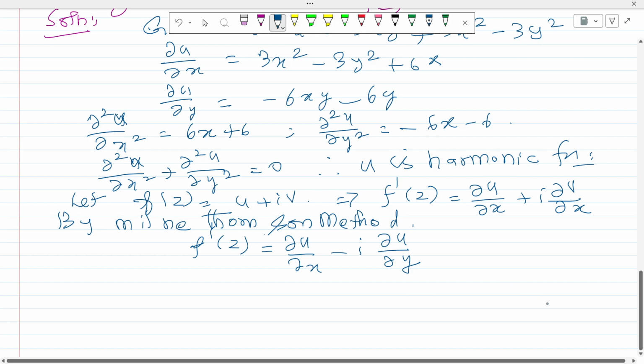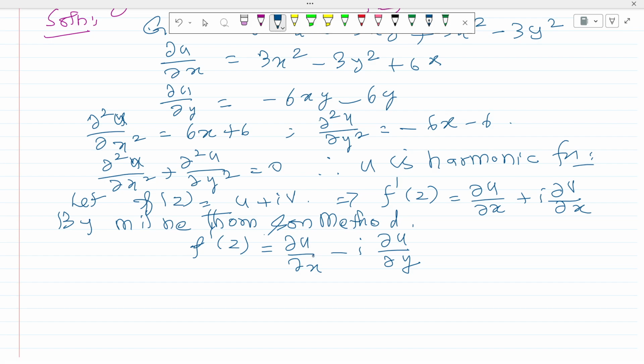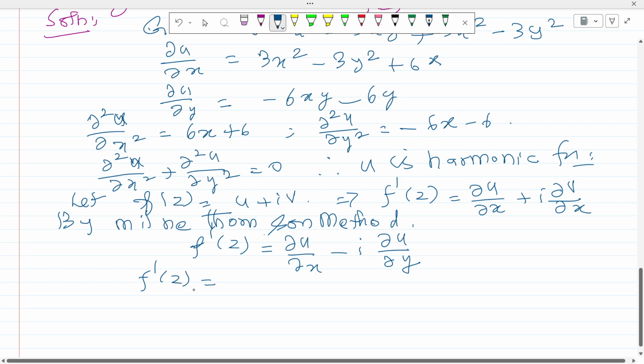So that means ∂u/∂x can be written as phi 1 of z comma 0. ∂u/∂y can be written as phi 2 of z comma 0. So you can write that f dash of z equal to ∂u/∂x of z comma 0 minus i into ∂u/∂y of z comma 0.